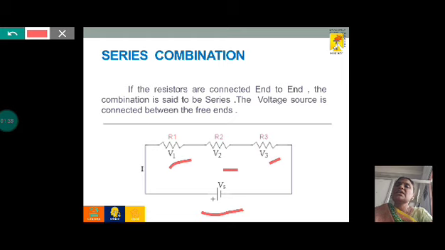Because we have only one closed loop in this circuit, the current I flows in this circuit. The current I will be one and the same in all the resistances connected in this circuit, whereas the voltage divides as V1, V2 and V3. So the voltage source V is equal to V1 plus V2 plus V3, that is, the applied voltage is equal to V1 plus V2 plus V3. This voltage divides depending upon the resistance values.